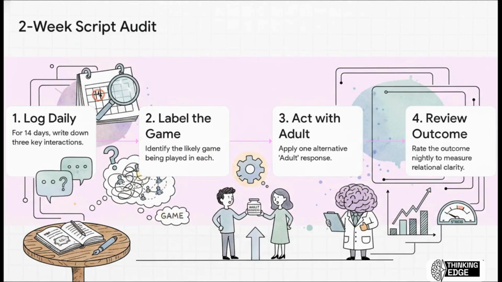Okay, let's make this super practical. I want to give you a challenge, a 2-week script audit. For the next 14 days, just be an observer. Every day, jot down 3 conversations that felt a little too familiar. Try to give the game a name. Then, the next time it comes up, try just one small alternative adult response. Just one. Don't worry about being perfect. Just practice one adult interruption a day and see what happens.